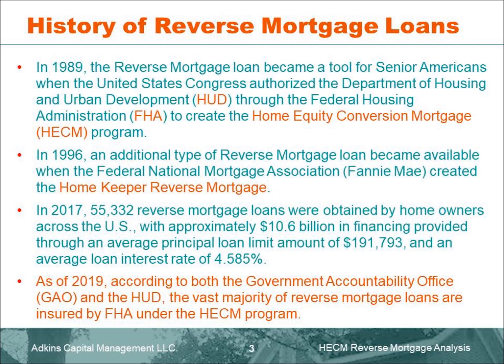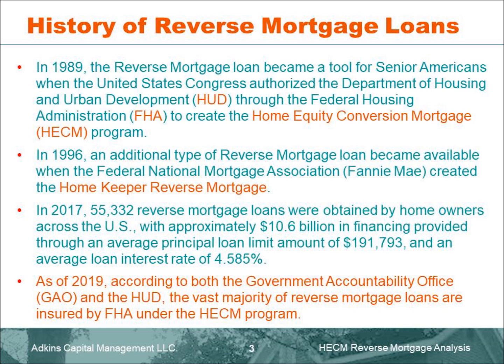In 1989, the reverse mortgage loan became a tool for senior Americans when the United States Congress authorized HUD through the FHA to create the Home Equity Conversion Mortgage Program. In 1996, an additional type of reverse mortgage loan became available when Fannie Mae created the Homekeeper Reverse Mortgage.